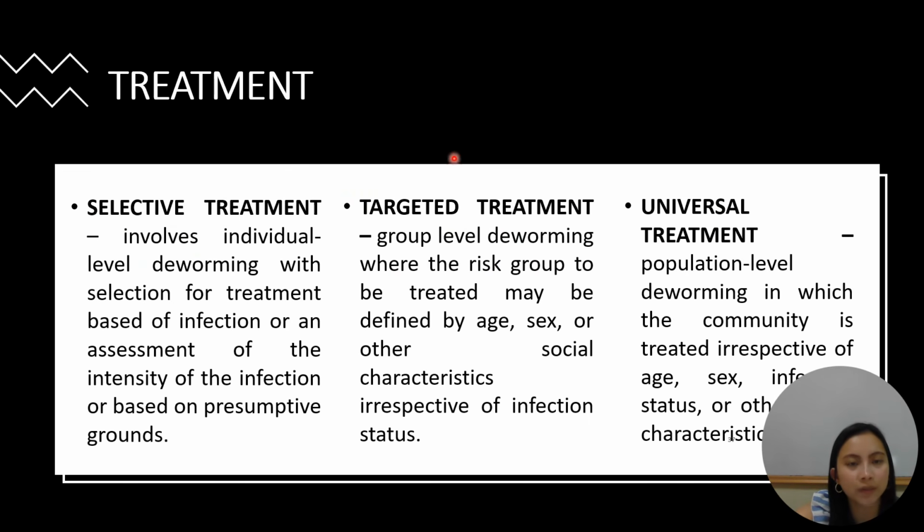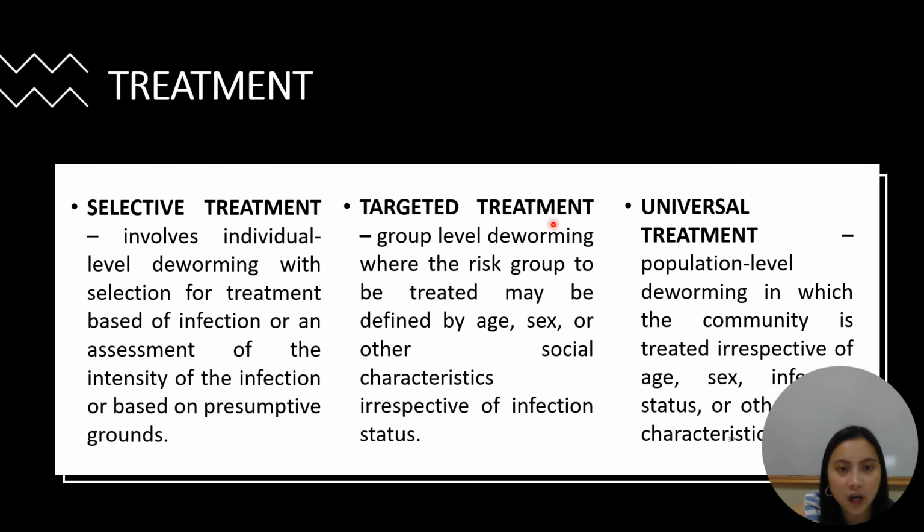Another term for treatment is what we call selective treatment. This involves individual level deworming with selection for treatment based on a diagnosis of infection or an assessment of the intensity of the infection, or sometimes it's based on presumptive grounds. So this can be used as a strategy in whole population or in defined risk groups.